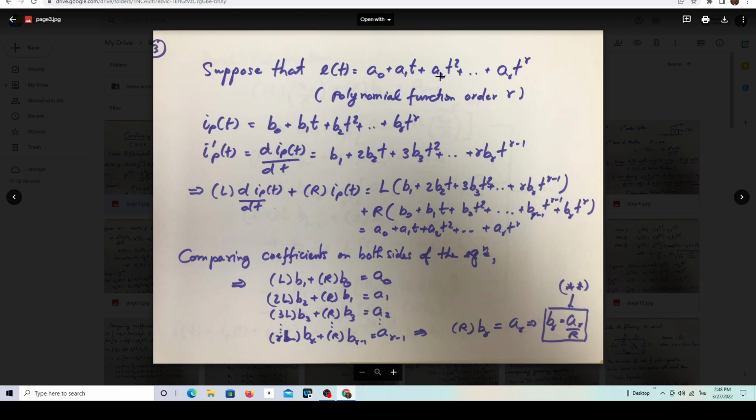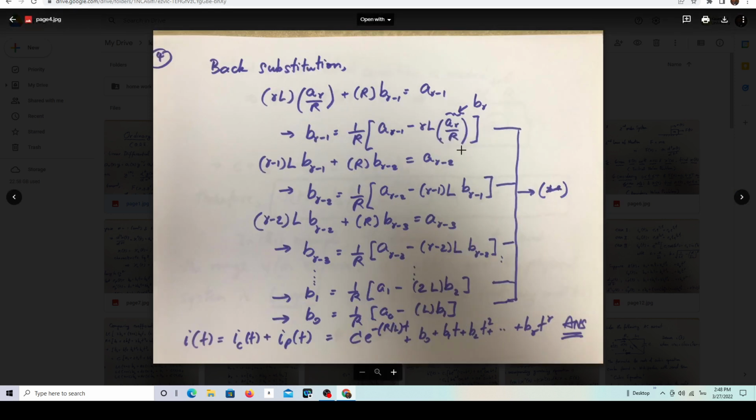Once you know e(t) as a function of t, you know the values of a sub 0, a sub 1, a sub 2 up to a sub r, but you don't know the values of b sub 0, b sub 1 up to b sub r until you get this first. You derive them by balancing the equation and comparing coefficients corresponding to each term of the polynomial function. You get b sub r first, and then b sub r minus 1, b sub r minus 2, up to b sub 2, b sub 1, b sub 0, as functions of a sub r minus 1 up to a sub 1, a sub 0.